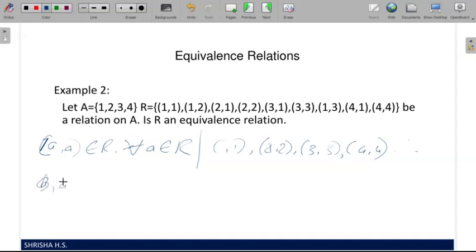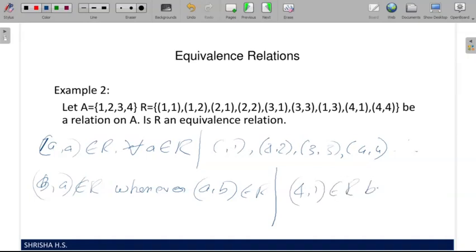So B comma A does not belong to relation R whenever A comma B belongs to R. In the given one, 4 comma 1 belongs to the relation, but 1 comma 4 does not belong to the relation. Therefore R is not symmetric.